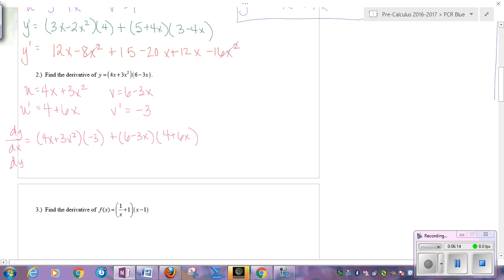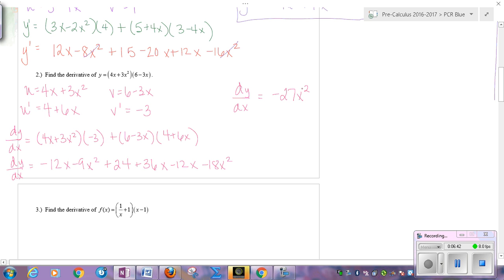Now we're going to carefully distribute. So we got negative 12x minus 9x squared. And you got a little double distributing to do here. So 24, we got 36x minus 12x minus 18x squared. So now go ahead and combine all your like terms, get everything where you want it to be, and you should end up with a negative 27x squared.